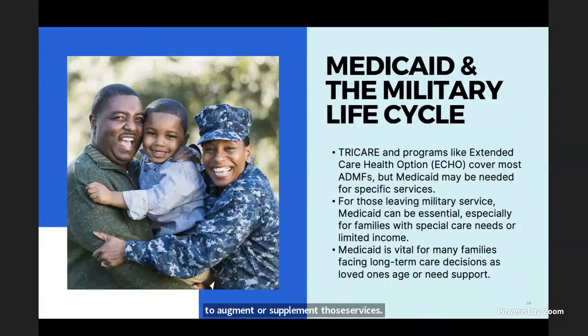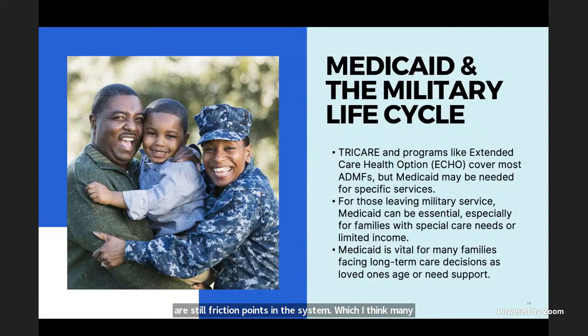Ideally, the ECHO program can substitute for Medicaid because ECHO, of course, is portable, can go from state to state, and is set up ideally to address these. However, there are still friction points in the system, which I think many of us recognize.